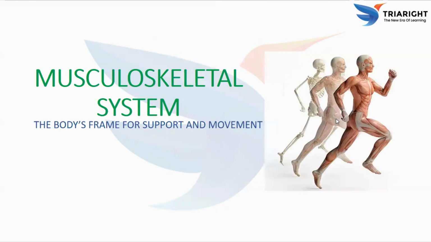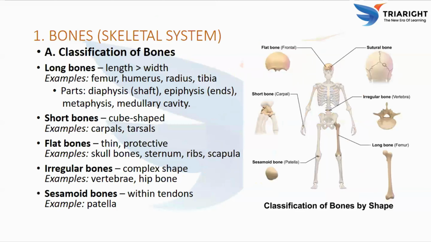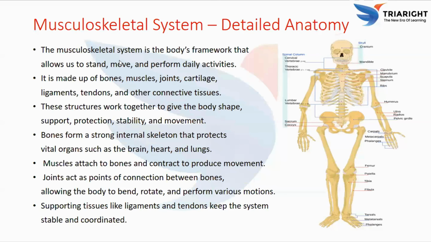First of all, let's see what the musculoskeletal system is. It's a part of our body that gives us shape and also helps us to move. It is like the body's framework or structure. So what is the musculoskeletal system made up of? It is made up of bones, muscles, joints, cartilage, ligaments, tendons and other connective tissues.